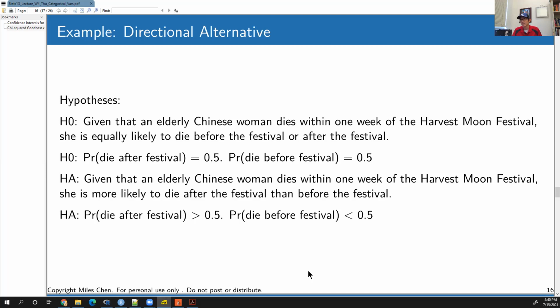If you looked at any 2 weeks across the calendar, just randomly choose 2 weeks, and you look at how many people died in those 2 weeks, you'd expect there to be approximately equal in the first week as the second week, okay? And so we would say the probability of dying after the festival would be 0.5. The probability of dying before the festival would be 0.5. That would be the null hypothesis.